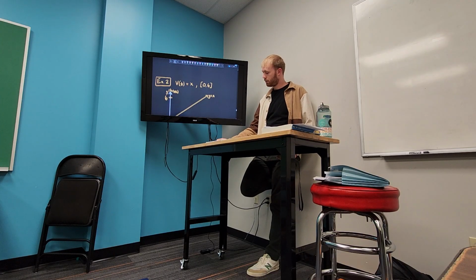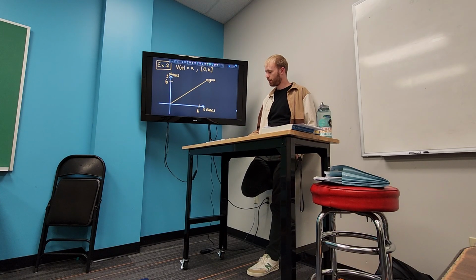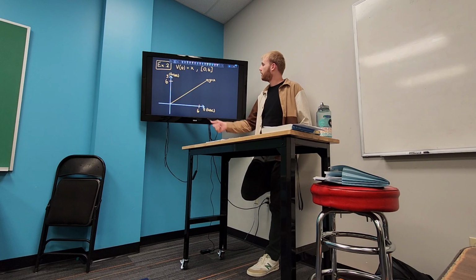There's another example here. This is also a velocity graph. You've got your t-axis in seconds and your feet per second again. v of t equals t. So there's your line from 0 to 6.